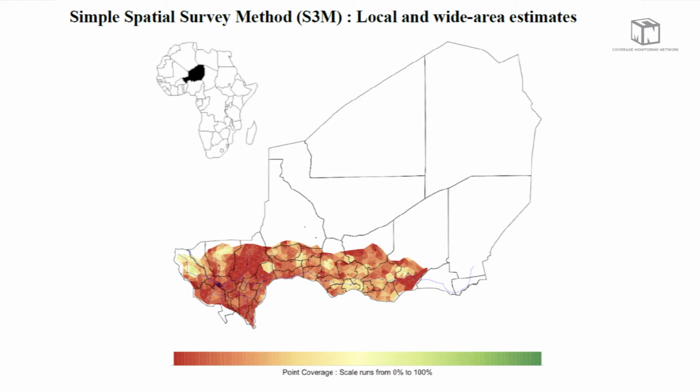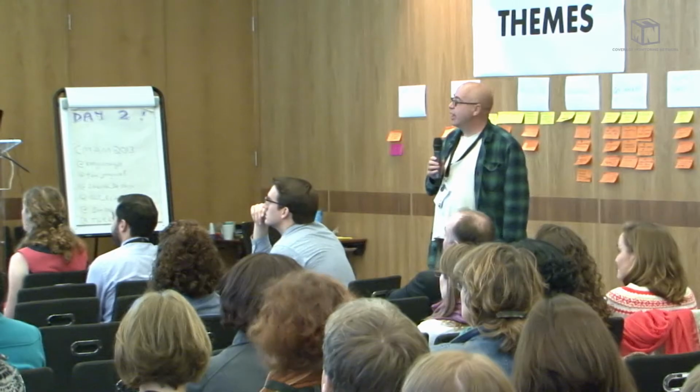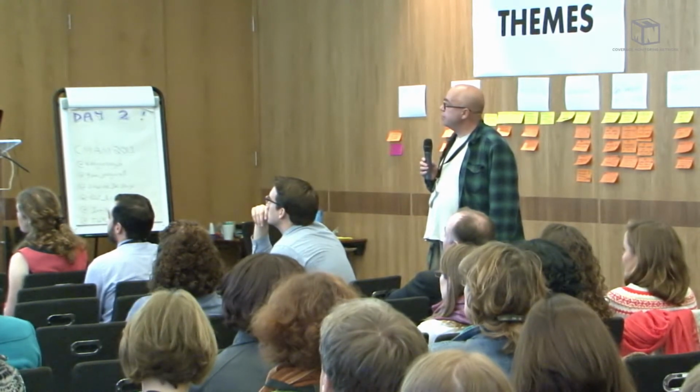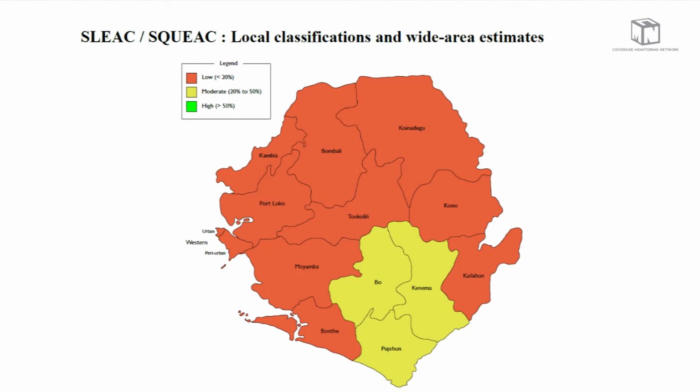Here's an example of the simple spatial survey method. This is the mostly inhabited area of Niger, and we can see that the red areas are the poor coverage, the yellow areas are the not so bad coverage, and the green areas would be where we'd be above 80%. But I think there's a pale green area somewhere there. Yeah? In the northwest, yeah? Yeah. Next slide.